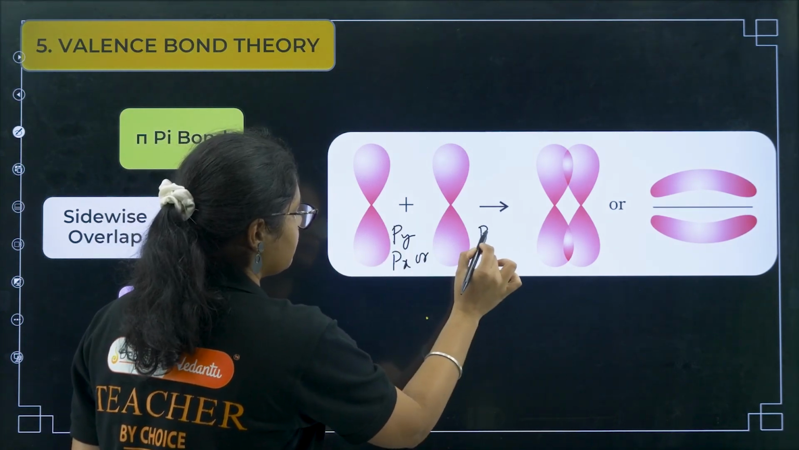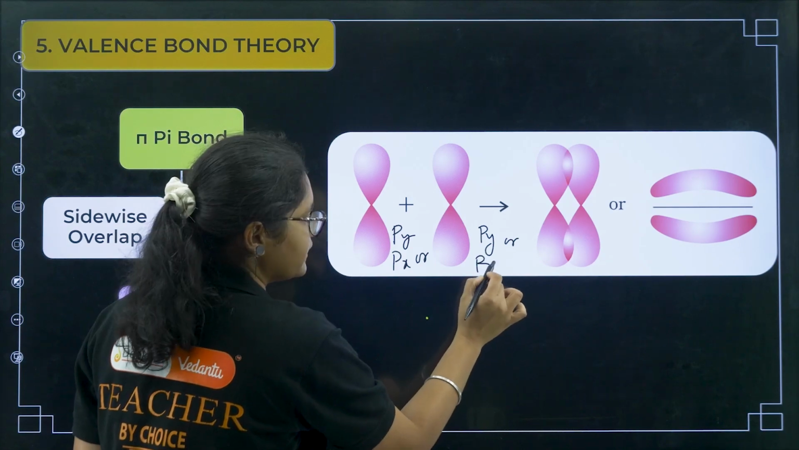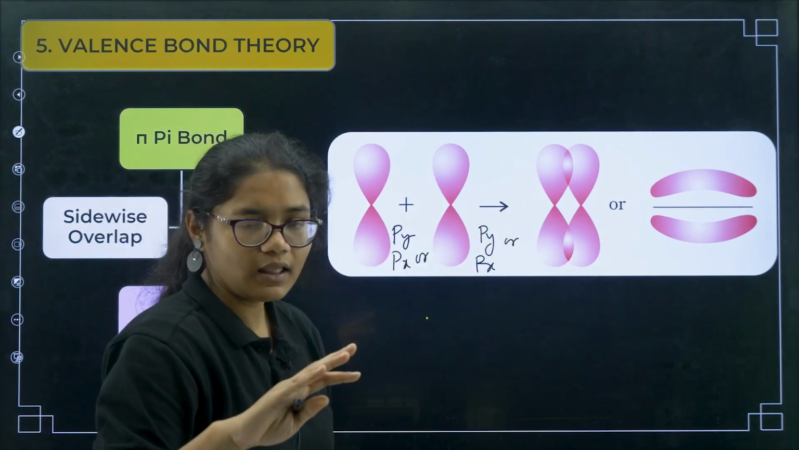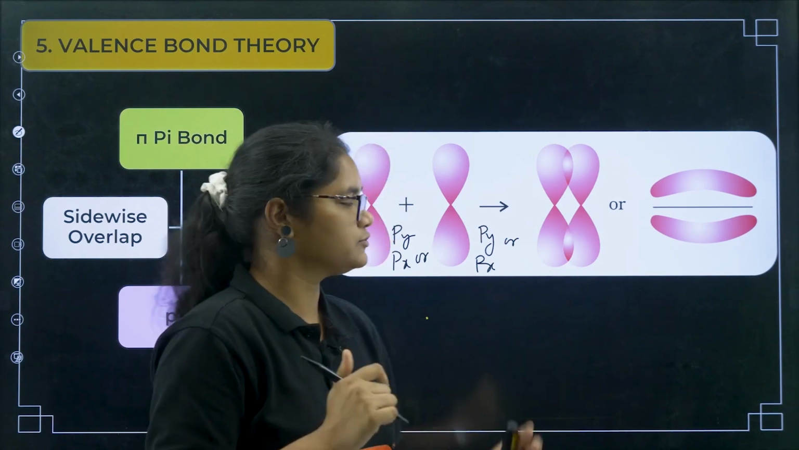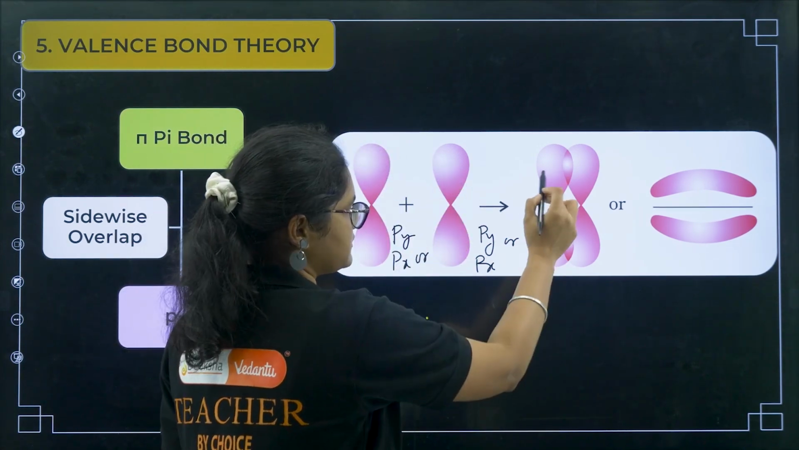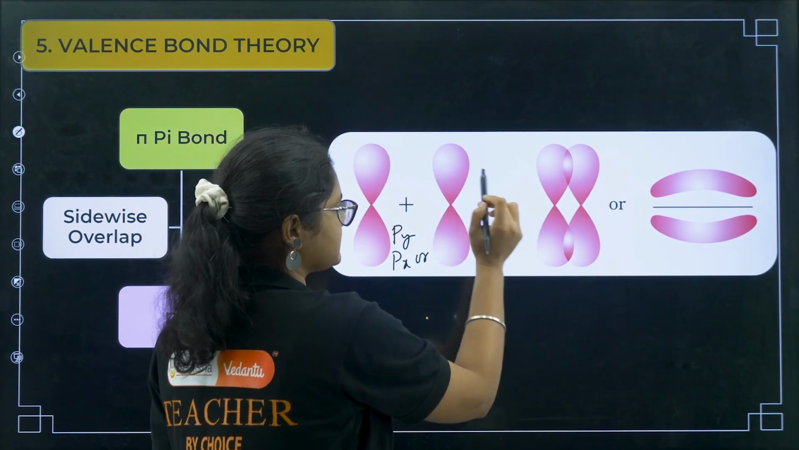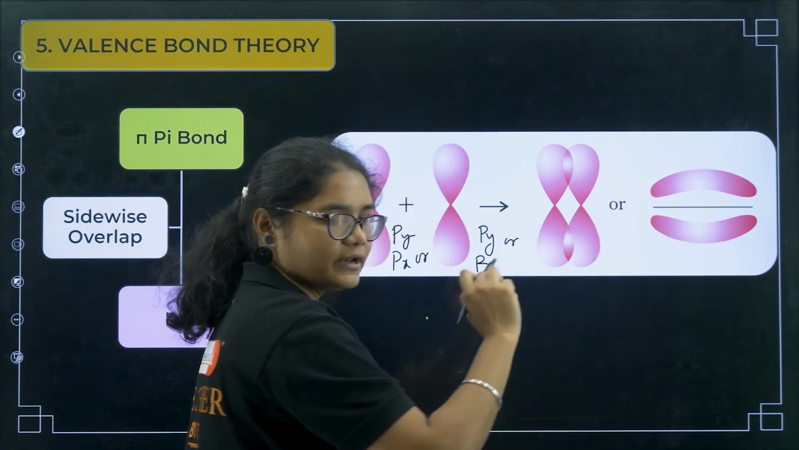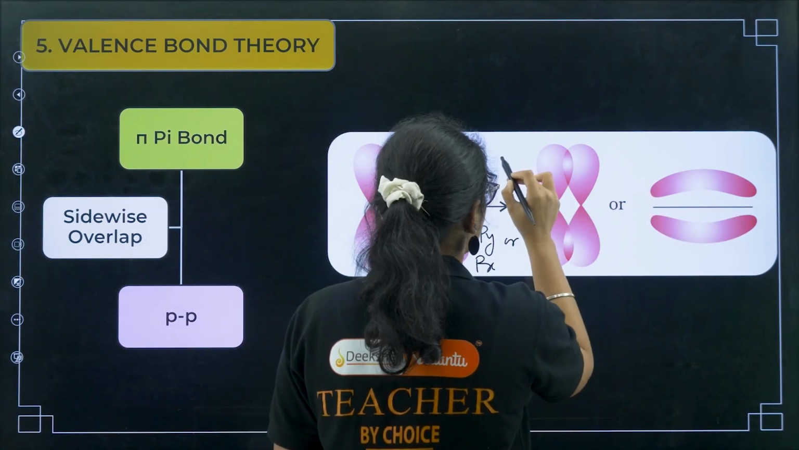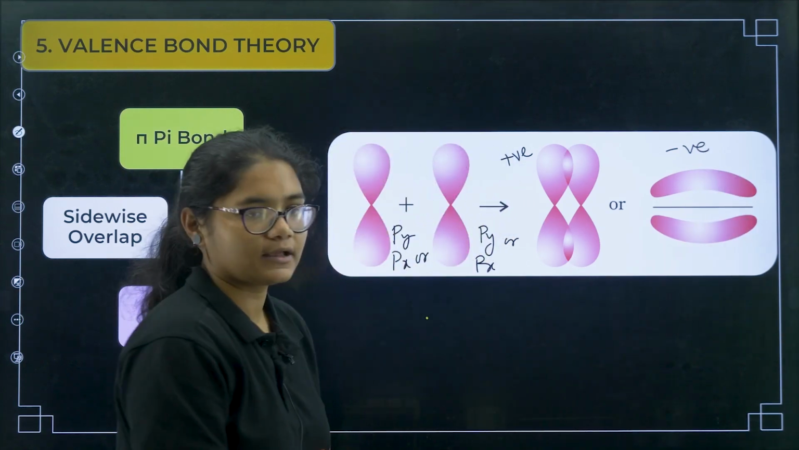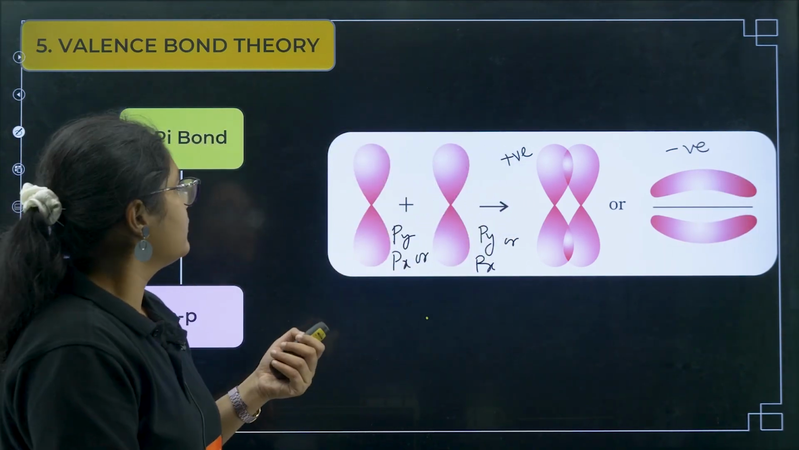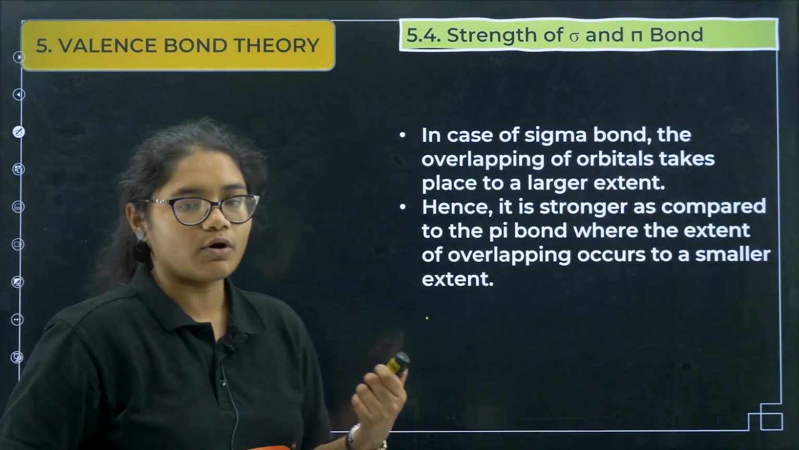Okay, so py or px will give you, again we have seen px and py can overlap positive or negative. So if this is plus plus, this is minus minus, we'll get like this. If this is plus, this is minus, then we get like this. Okay, negative. So this is your positive overlap and this is negative overlap. Getting? Okay, so now we will talk about the strength of the bonds.